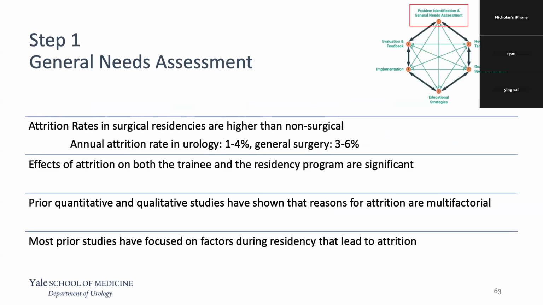But the overall needs assessment generally for this is that attrition rates in surgical residencies are higher than those in non-surgical residencies. In general surgery, it's anywhere from 3 to 6% annually. And in urology, it's anywhere from 1 to 4% annually that someone's dropping out of the urology residency program. And as you can imagine, the effects of attrition are significant for both the trainee and the residency program. For the trainee, there's financial implications, there's academic implications, and there's obviously life costs to leaving a program and making that decision to change careers.